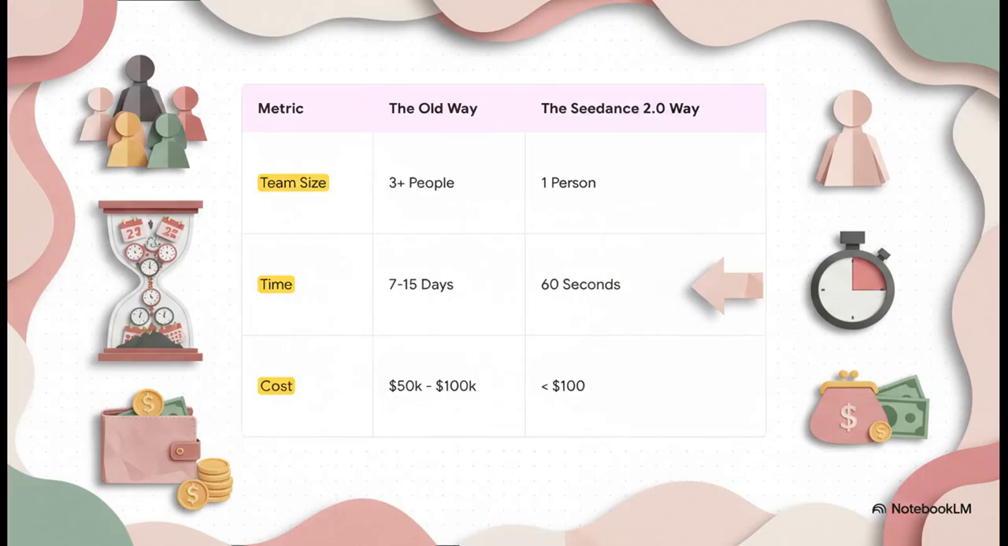I mean, just look at this comparison. This is for making a simple 15-second ad. The old way, you needed a team, it took up to 2 weeks, and it could cost you tens of thousands of dollars. The Seedance 2.0 way, one person, 60 seconds, and less than $100. The difference is, it's almost hard to believe it's real.